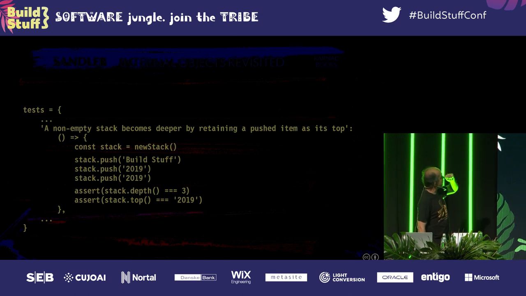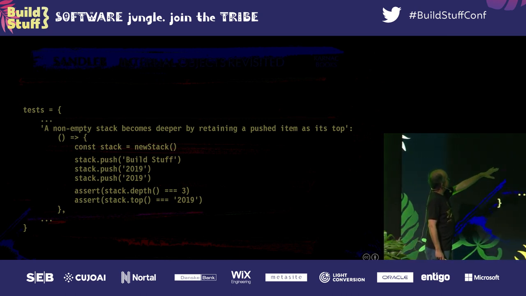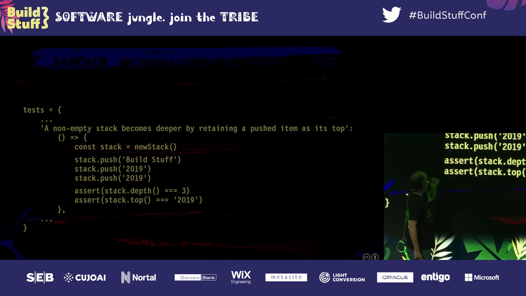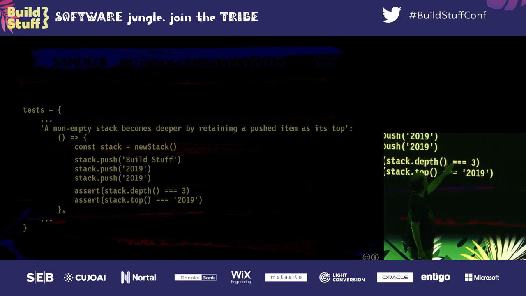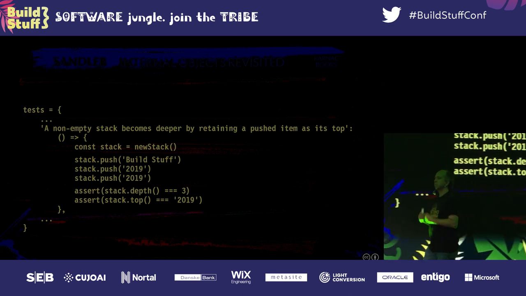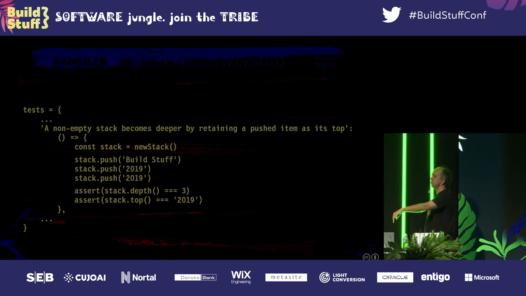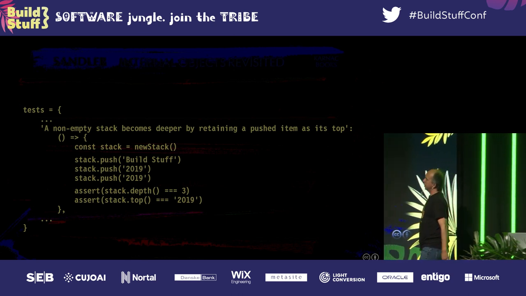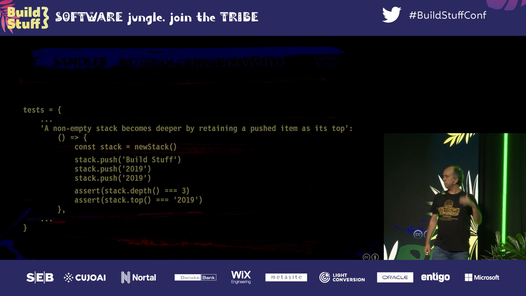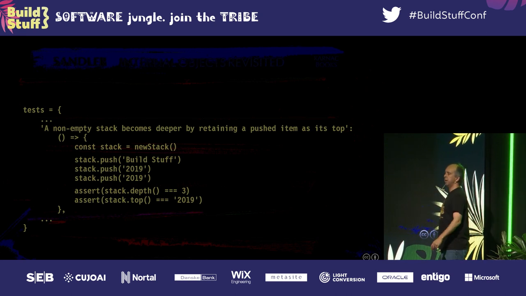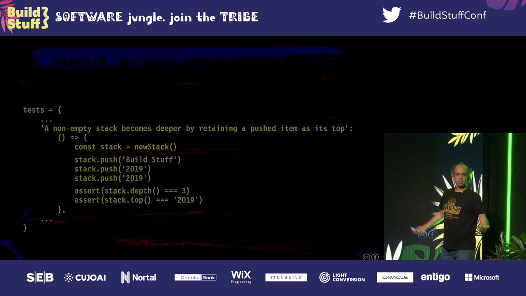A non-empty stack becomes deeper by retaining a pushed item as its top. So I'm going to push build stuff, push 2019, push 2019. Stack depth is equal to 3. If you're not familiar with JavaScript, if you want something to be considered equal to something else, you have to really, really want it to be equal. Just keep your finger down on the equals key. It'll eventually be equal enough. And so what we're saying is stacks have this property. You push 3 things, you've got 3 things, okay? The number of pushes minus the number of pops is the depth. So that's a simple invariant. And the top should be 2019.